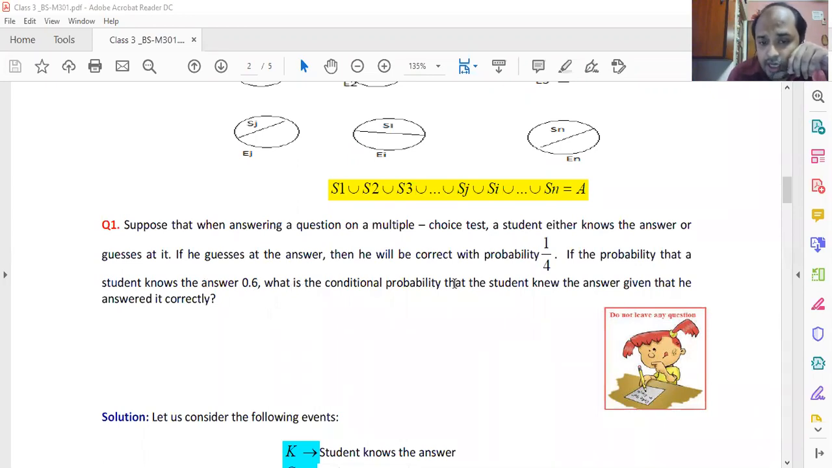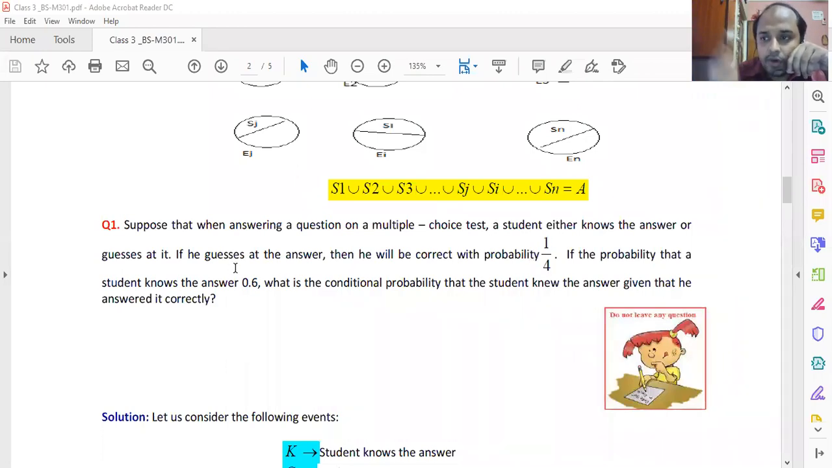Now, what is the conditional probability that the student knew the answer given that he answered it correctly? Now you see, often it is not explained from where these values 1 by 4 and 0.6 come from. We just start solving the calculation without thinking much about the source of this information.